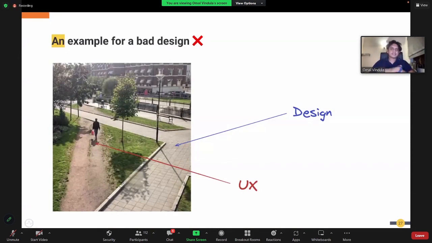Okay, so this is an example of a bad design. Like Savindra said, it's not about software. Everything around you, anything that you use or interact with, has a user experience. It can be your coffee mug, your mobile phone, or the path you take when you are going from home to your uni or office.